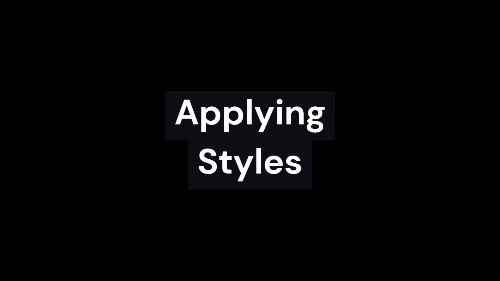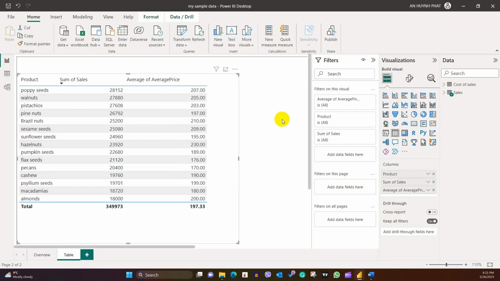Applying a style to a table. Some Power BI visualizations, like a table, have a style option. One click applies a full set of formatting options to your visualization, all at once. In this video, we will look at some options that can add more style to your table.